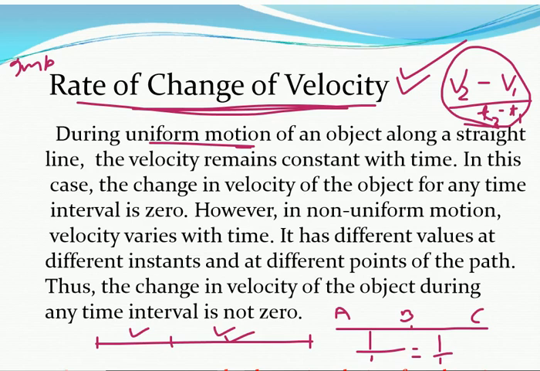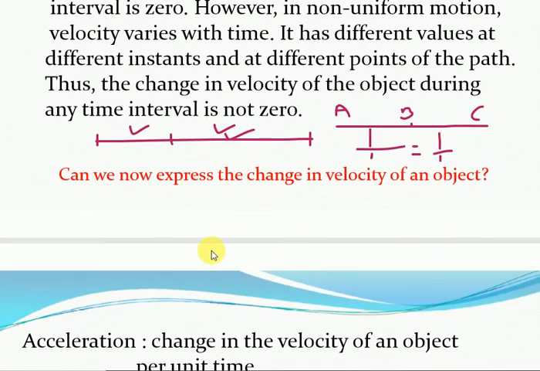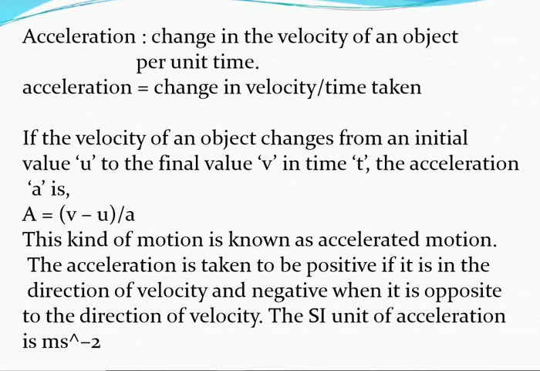Now we'll continue. Now see, here is a question. Can we now express the change in velocity of an object? See, as we know, here we talk about the change in velocity in case of uniform motion and non-uniform motion. Now, is there any particular word with which we can denote the change in velocity of the object? So here comes acceleration. Acceleration is the change in velocity of an object per unit time. In 1 unit of time, that is in 1 second, how much is the velocity being changed?